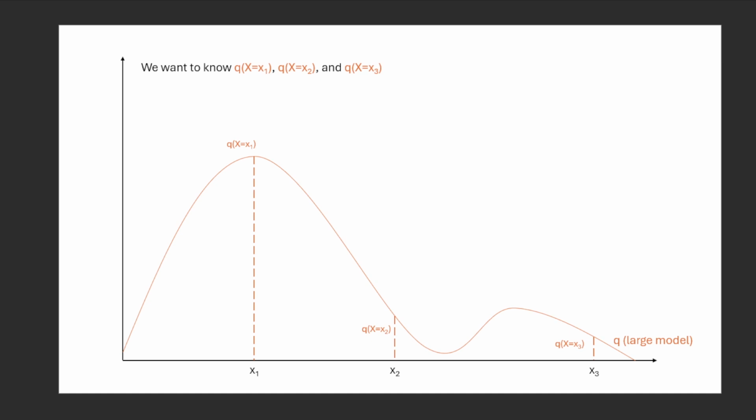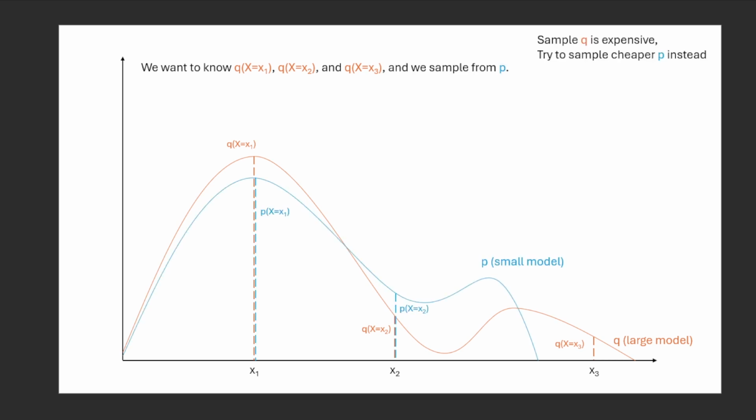Assume we have a large language model, and now we want to sample the next token from a distribution Q. We want to know the values of Q at different points. But Q is from a large language model, so sampling Q is quite expensive. So we want to sample from a cheaper proxy of Q instead. Although P is cheaper, the distribution of P is not equal to Q. So how can we sample from P and get the result exactly equal to those sampled from Q?